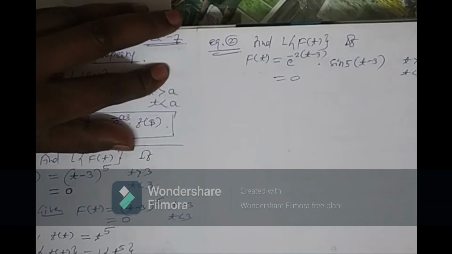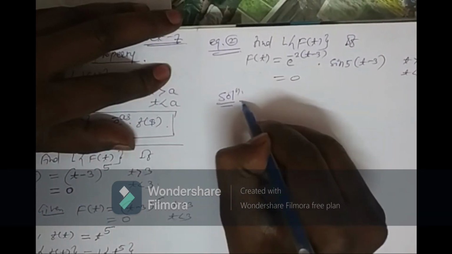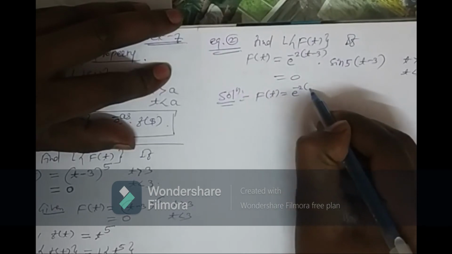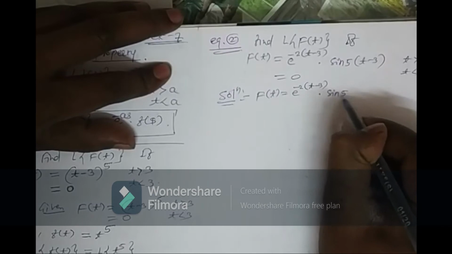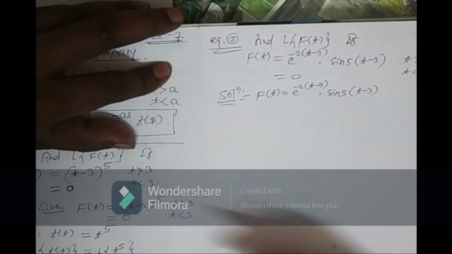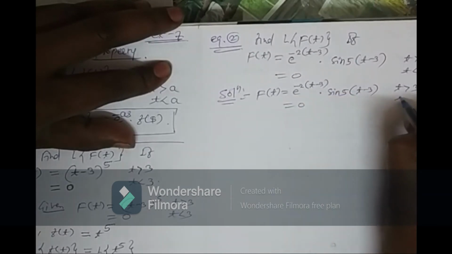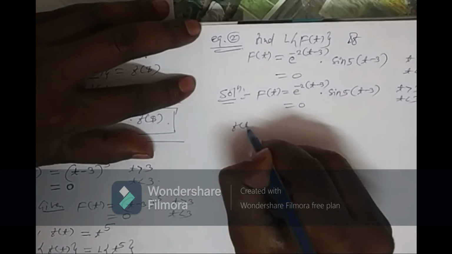Okay. Now if you observe this example, what is given? F of t is equal to e raised to minus 2 in bracket t minus 3 into sine of 5 in bracket t minus 3, given for t is greater than 3, and that is equal to 0 for t is less than 3. Now what is small f of t here?